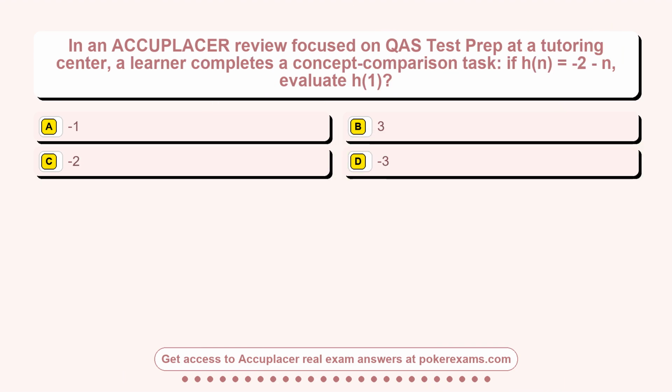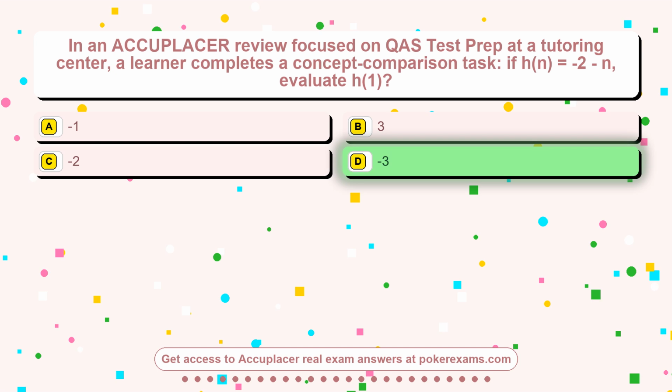Question 3. In an Accuplacer review focused on Quest Test Prep at a tutoring center, a learner completes a concept-comparison task. If h(n) equals -2 minus n, evaluate h(1). Option A, -1. Option B, 3. Option C, -2. Option D, -3. The correct answer is option D, -3.